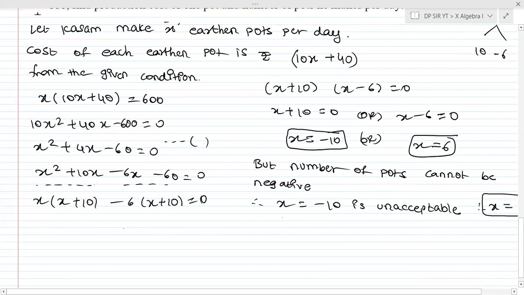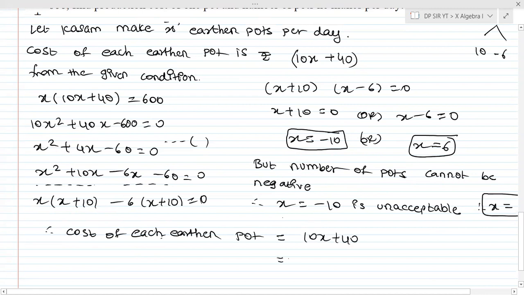It simply means, what was I supposed to say? X is equal to 6. Therefore, cost of each earthen pot. The question also asks for the cost. So, what will the cost of each earthen pot be? Tell me. Come on, we have only 5 minutes. Cost of each earthen pot is equal to 10x plus 40, if I'm not wrong.